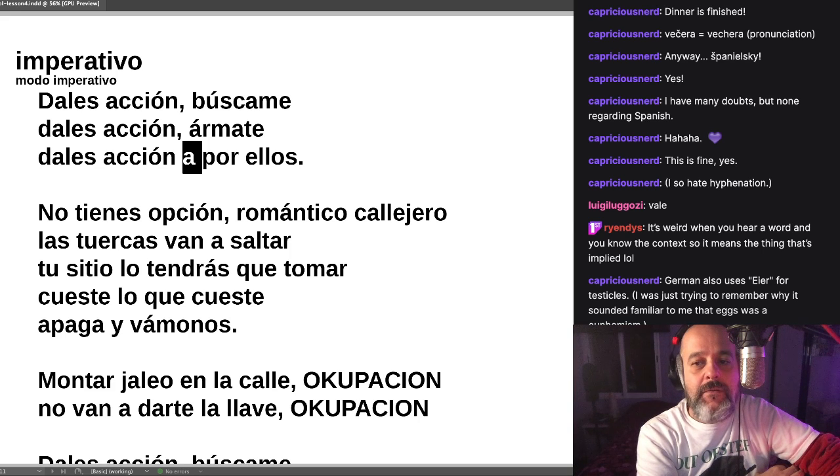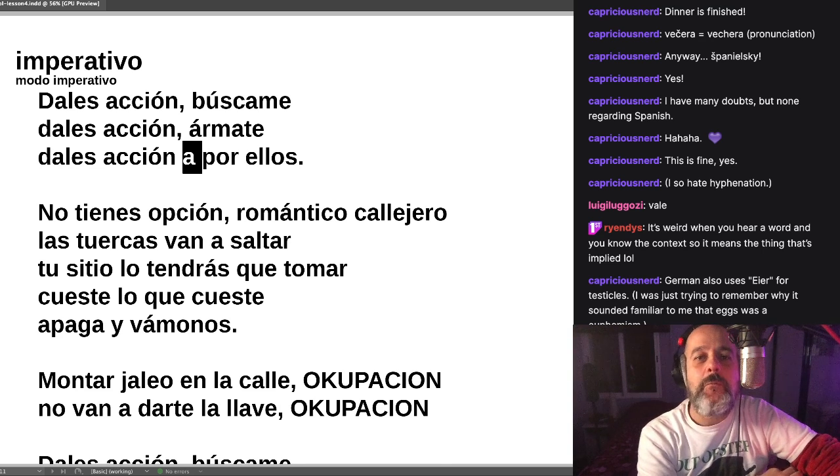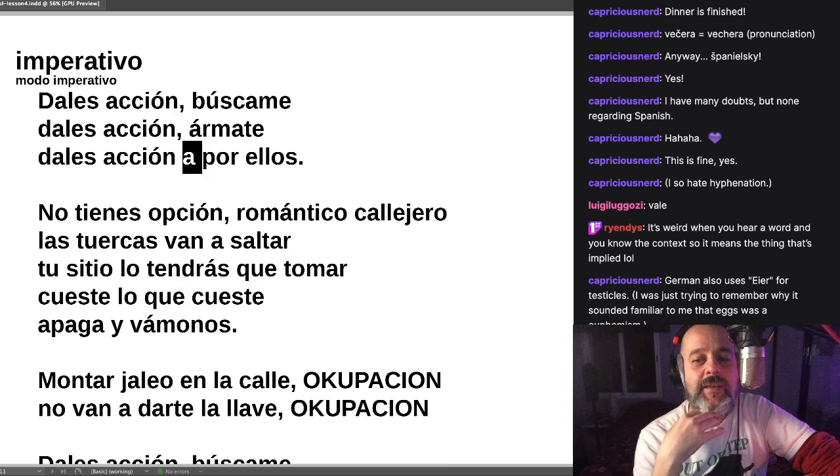German also uses eggs for testicles. Cool, because Norwegian, which is another German-derived language, uses boller, which is also balls. It resembles more English than actual German. Trying to remember, it sounded familiar to me that eggs was a euphemism. Yeah, there you go. They're actually also very fragile if you beat them hard enough.